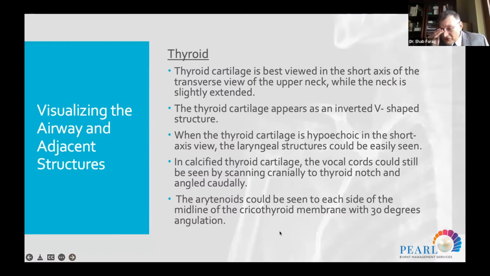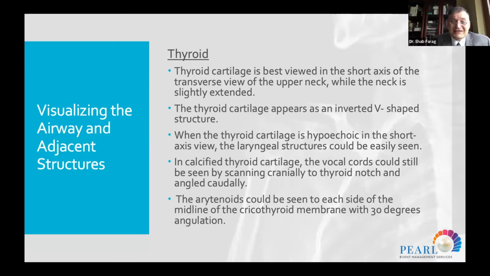The second most important structure in the upper airway is the thyroid cartilage. The thyroid cartilage is best viewed in the short axis, or transverse view, of the upper neck while the neck is slightly extended. The thyroid cartilage appears as an inverted V-shaped structure. When the thyroid cartilage is hypoechoic in the short axis view, we can visualize through it the whole structures of the larynx.